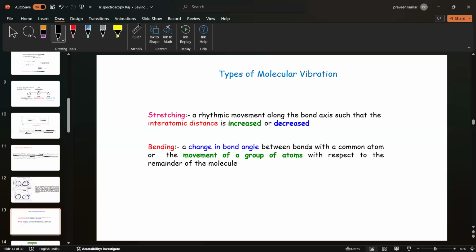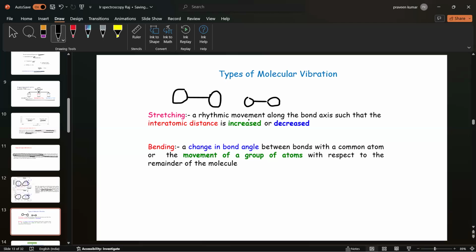Next, coming to the types of molecular vibrations, the first one is the stretching vibration and the second one is the bending vibration. In stretching vibrations, the interatomic distance is increased or decreased. Let us consider these two atoms. In stretching vibrations, there can be asymmetric stretching or symmetric stretching. So what is meant by asymmetric stretching, guys?